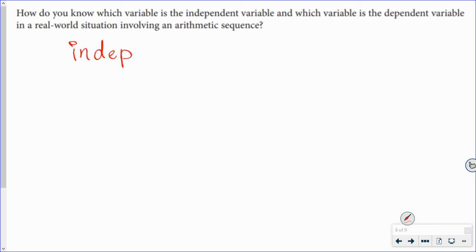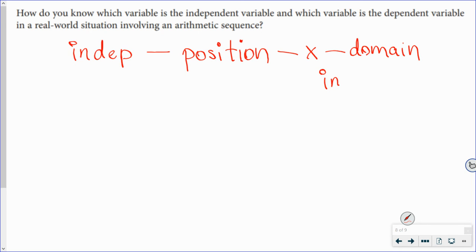If we're talking about watermelons, you know, it's 1 watermelon or 5 watermelons. If we're talking about boxes, it's 1 box or 5 boxes. So in an arithmetic sequence, the independent variable is that position number. We already know that it's the x value. It's the domain. We know it's the input. And then my dependent variable is the value that position number indicates.